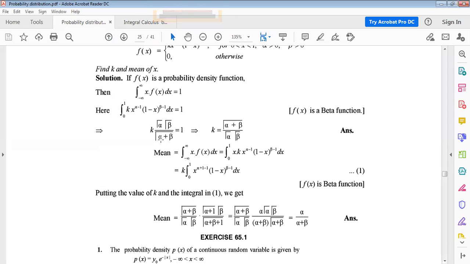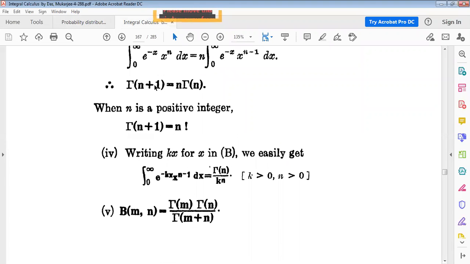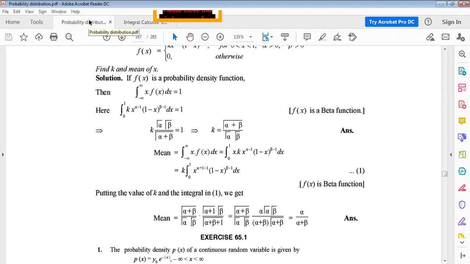Gamma alpha gamma beta divided by gamma alpha plus beta. This is the value of k. Again, the integral equals this; this is also a beta function. Here m equals alpha plus 1 and n equals beta. So the formula will be gamma alpha plus 1, gamma beta, divided by gamma alpha plus 1 plus beta. That means this, and gamma alpha plus 1 can be written as alpha into gamma alpha, using this formula. Does everybody understand? Yes, sir. Okay.